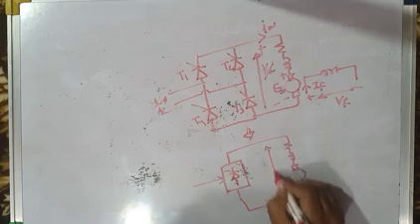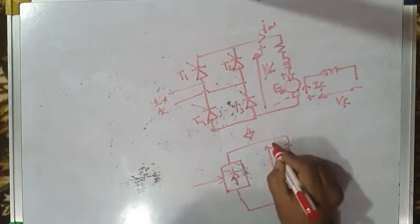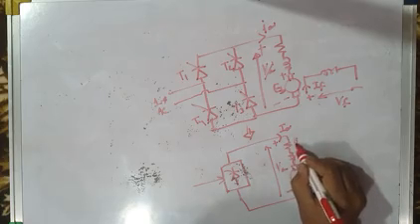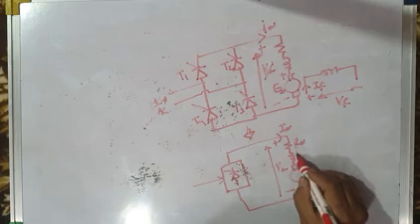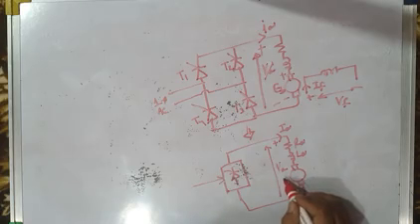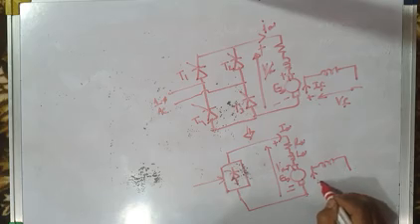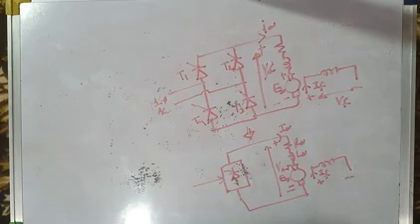Now this is armature voltage or load voltage VA plus minus, and armature current or load current is IA. Armature circuit resistance is RA, armature circuit inductance is LA, and back EMF of the motor is EB. And this is the field winding with field current IF. So this is a single phase full converter.